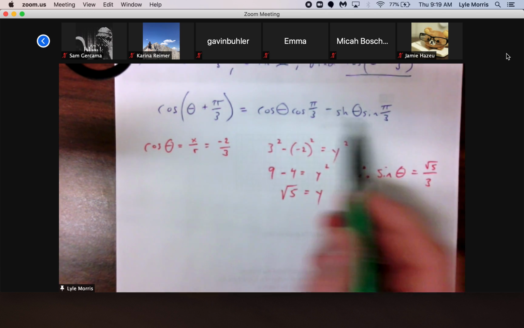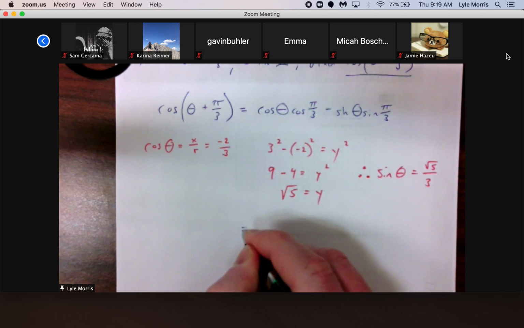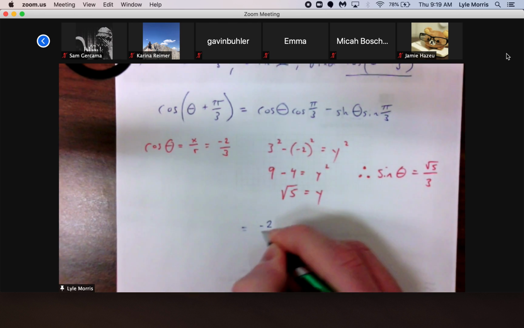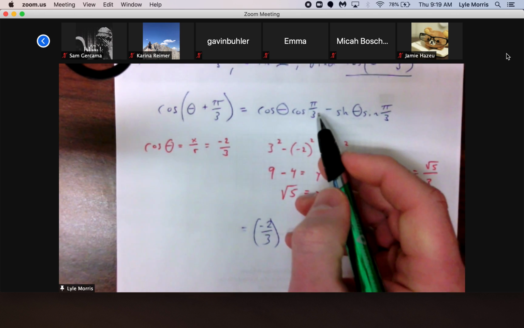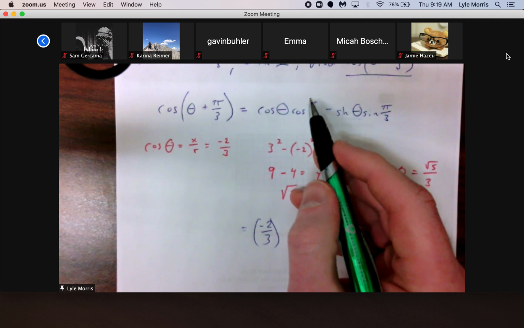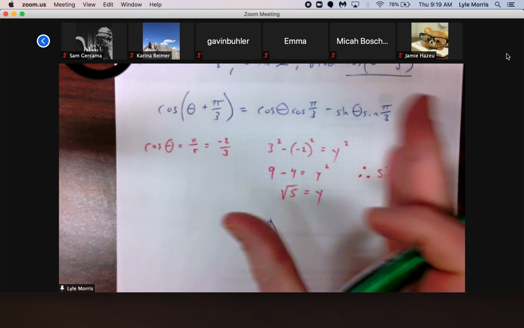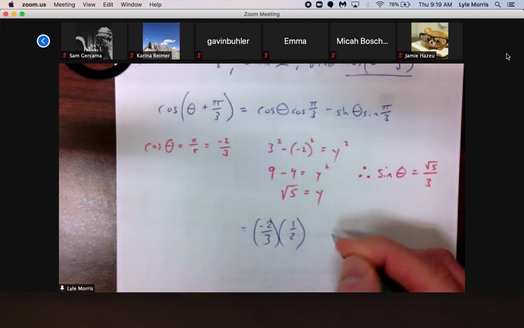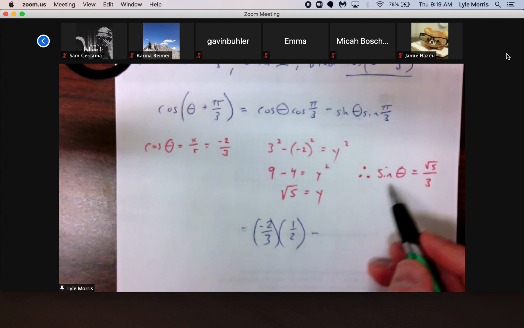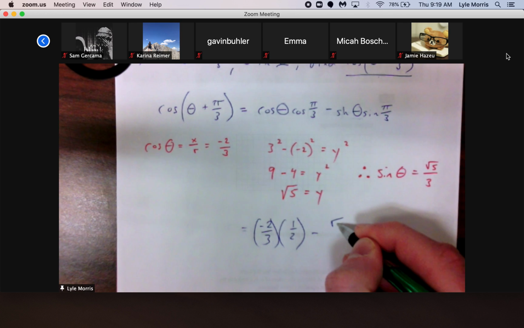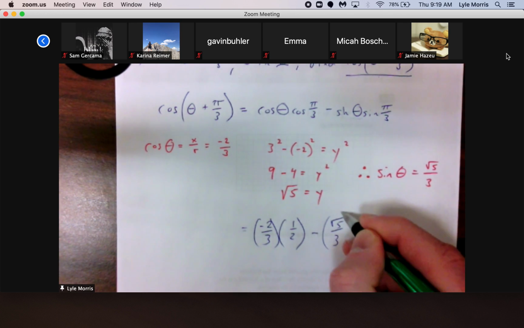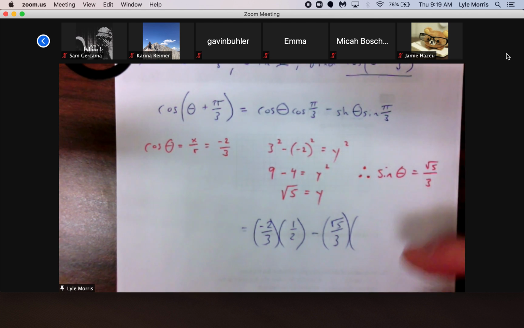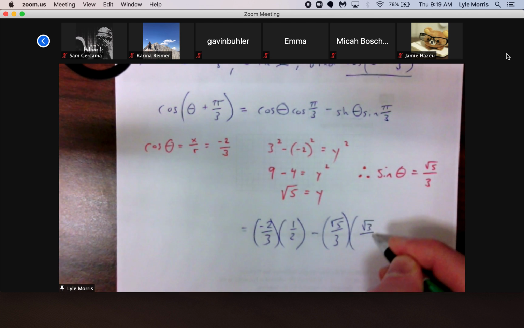Now I'm focused on this here. Cos of theta is negative 2 over 3. Cos of pi over 3 is 60 degrees, which is a bigger angle. The cos is shorter, so that's a half. Minus sine of theta, we now know is root 5 over 3. And sine of pi over 3, again, big angle, so it's root 3 over 2.